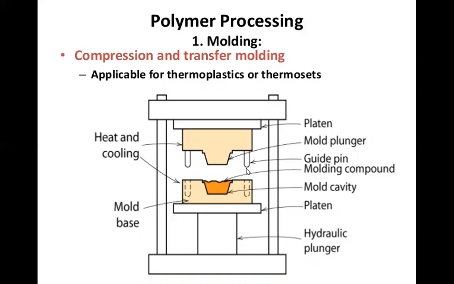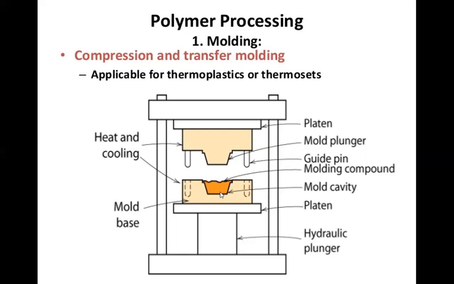See here, this is the guide pin which will hold the upper mold and the lower mold very tightly. And this upper mold contains the temperature heaters and cooling thermostats also. And it should be fixed with the plate. And the mold plunger is there. And to hold this upper and lower mold, this guide pin should be fixed.